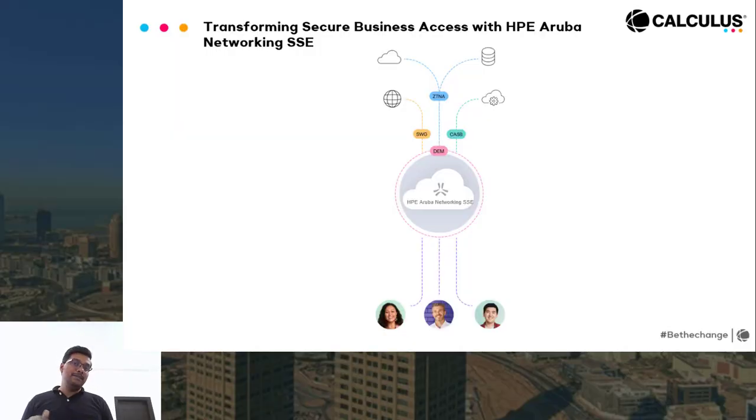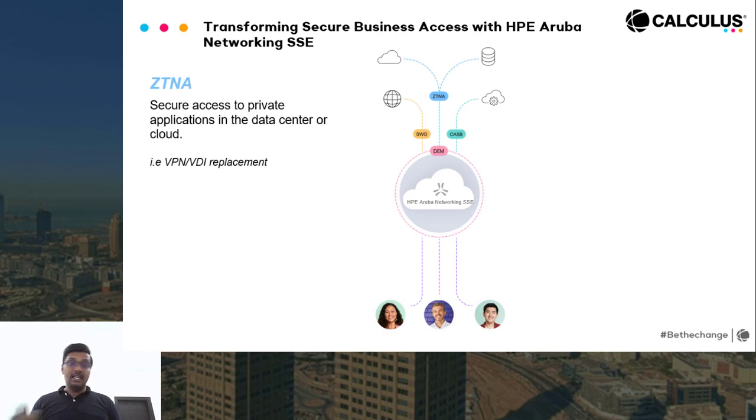There are four main pillars in the solution, right? The first one being ZTNA, Zero Trust Network Access, which is where the users connect from remote locations, wherever they are, back to a private data center, whether it is on-prem or cloud, doesn't matter, right? This will be a replacement of SD-WAN and VDI, but totally different from them in terms of the functionalities, right?